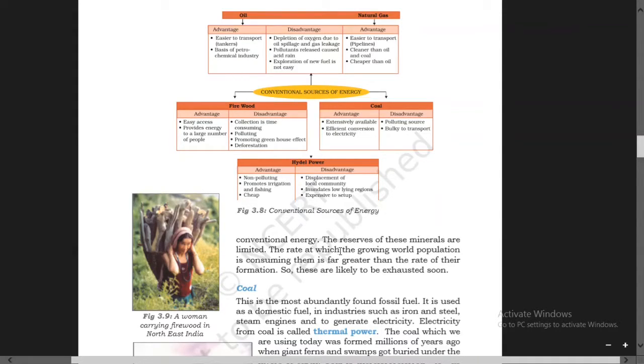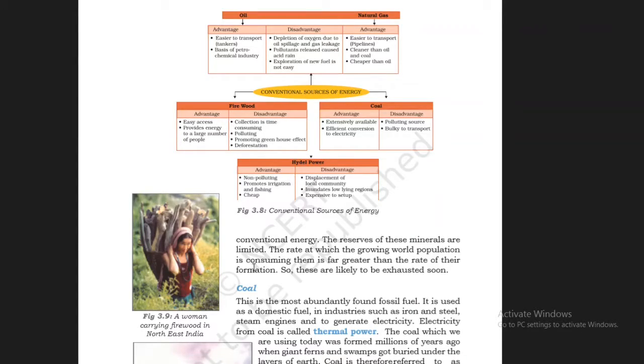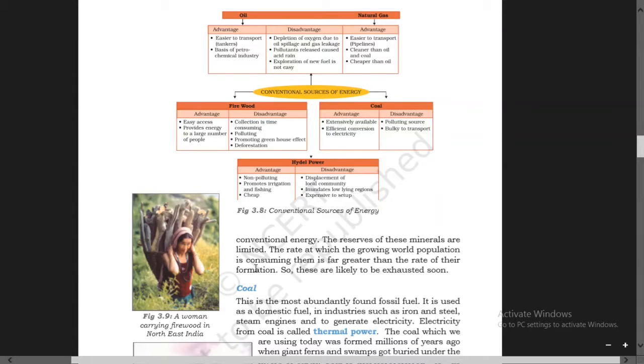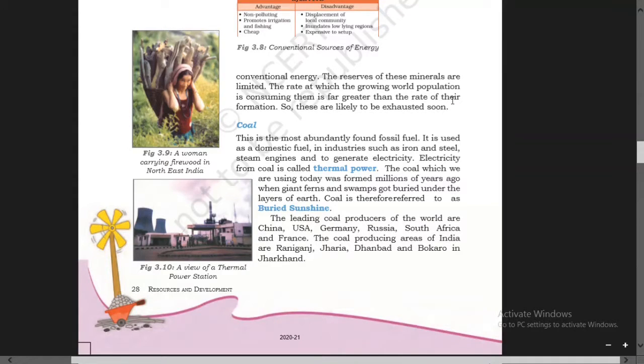The rate at which the growing world population is consuming them is far greater than the rate of their formation. See, compared with whatever amount of these fossil fuels is forming inside the earth, the rate at which the growing world population is consuming them is far greater. So these are likely to be exhausted soon. Exhausting means completely used, it will finish, boys.